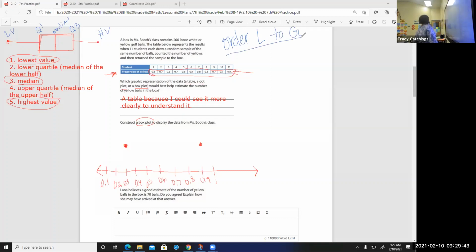What's that say? Least to greatest. That means before I can tell what my median is, I first need to put them in order from least to greatest. Somebody help us get this order.